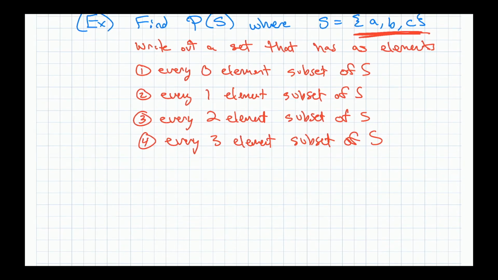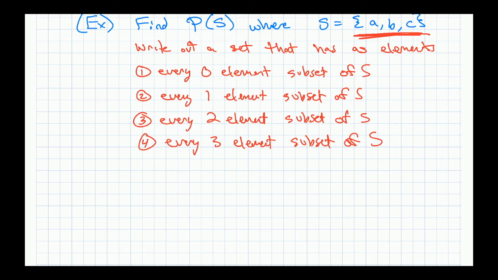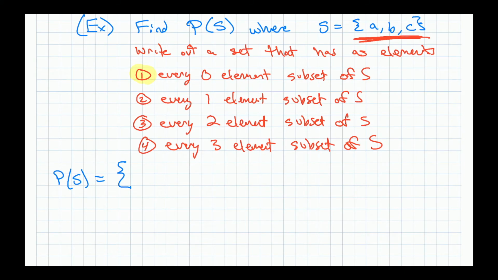So how do we do this? So let's say P of S. What is it? So it's a set. So open the set. And now the elements are subsets. So that means we're going to have curly braces in our curly braces. So let's see. Let's do these. So first thing we need is every 0 element subset of S. So what's a 0 element subset of ABC?